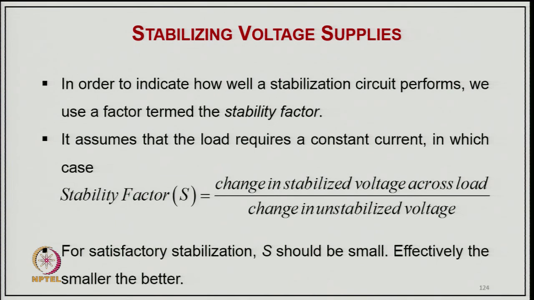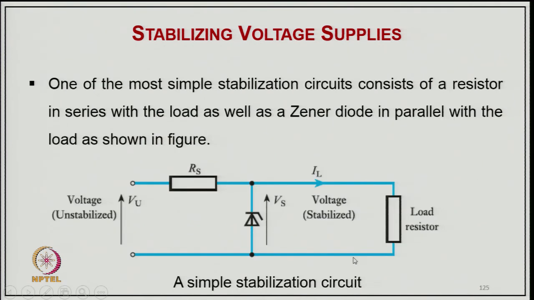In order to indicate how the stabilization circuit performs, we use a term called the stabilizing factor, assuming that the load requires a constant current. So, the stability factor here is the change in stabilized voltage across the load divided by the change in unstabilized voltage. For satisfactory stabilization, S should be small, the smaller the better.